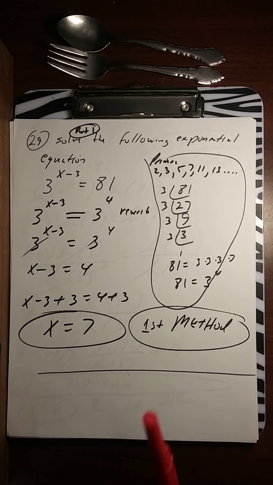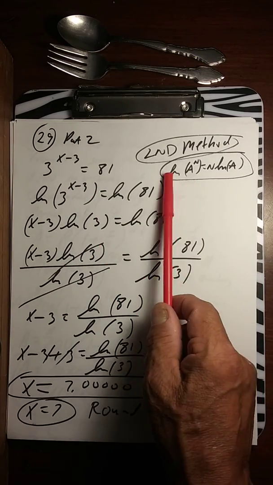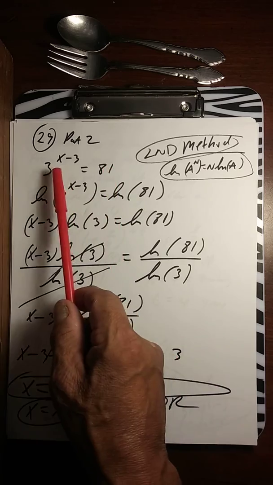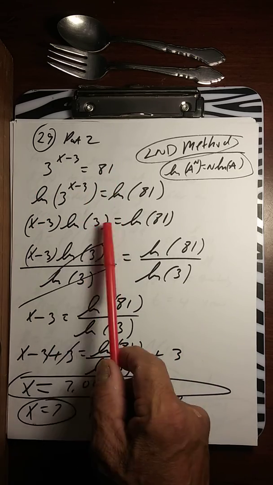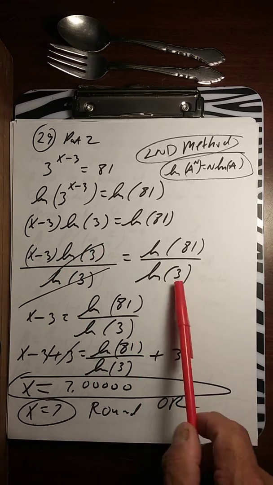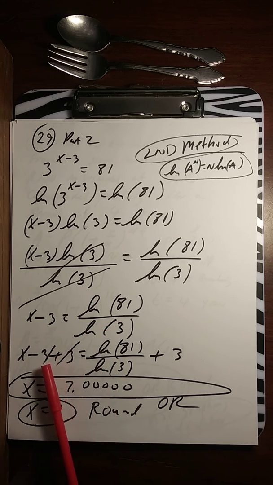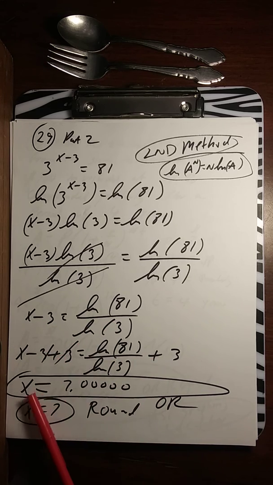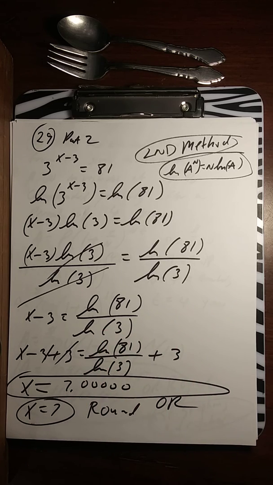Or, let's do another way. Log of a to the n is n log of a, right? So this one, take the log on both sides. This power goes in front. Stay there, stay there. Divide by ln of 3, ln of 3. These are gone. This is still there. So now, x minus 3 equals that. Add 3, add 3. These are gone. So x equals all this in your calculator, which gives you 7.0000.